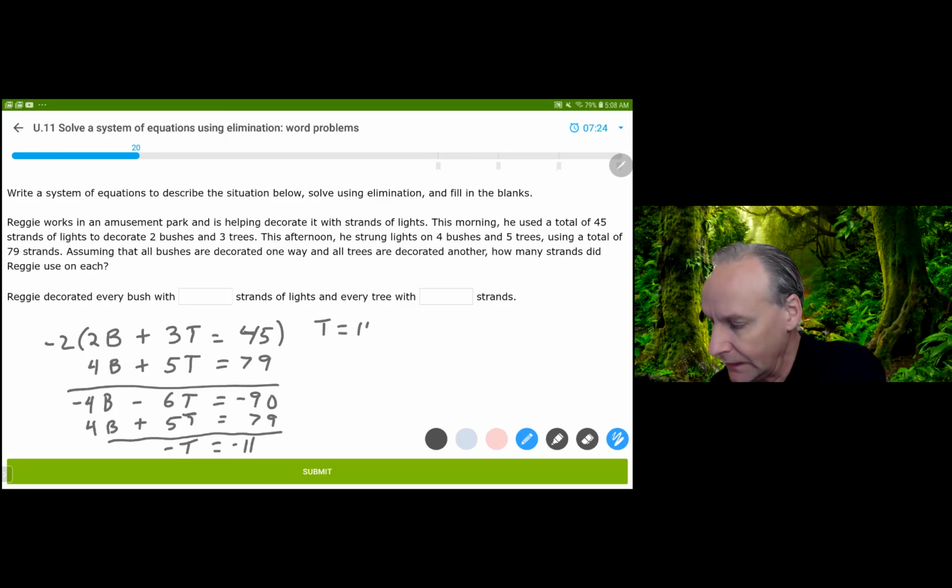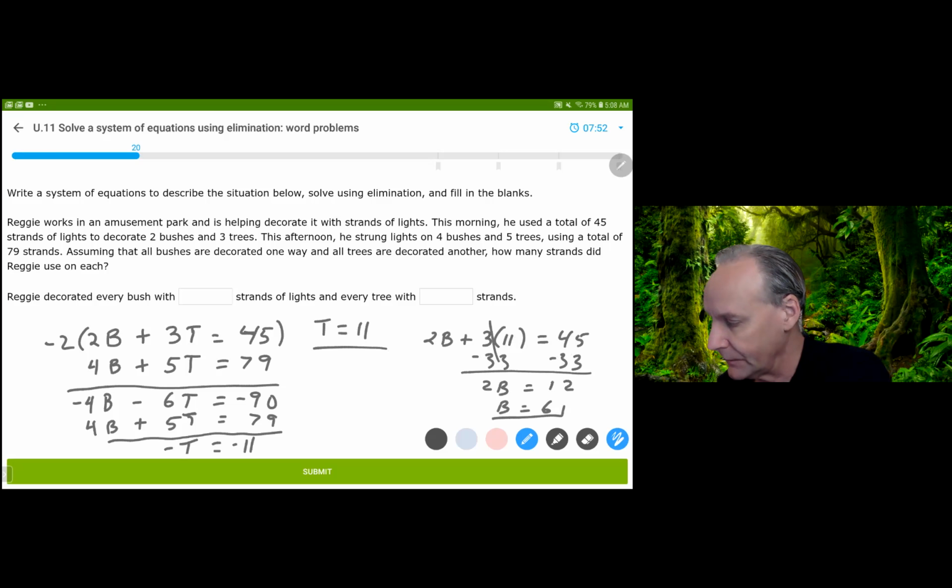So there were 11 trees, and I have a choice. I can put it wherever I want. I'm going to put it in the top equation. So 2b plus 3 times the 11 trees gives me 45. I'm going to subtract the 33 from both sides. It's too bad we got such a hard one to start with. Didn't want to scare everybody off. That's going to be 12, isn't it? So b is equal to 6 bushes, it looks like.